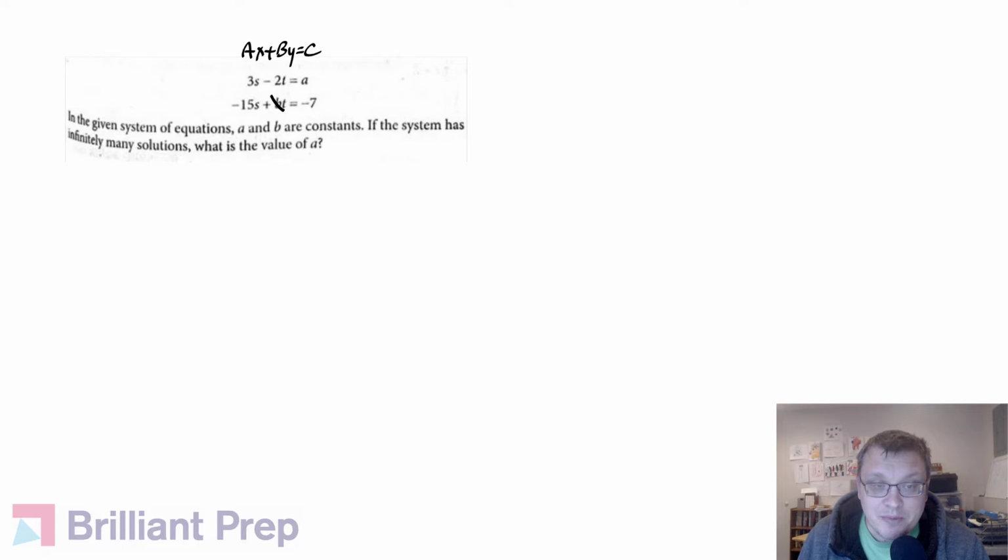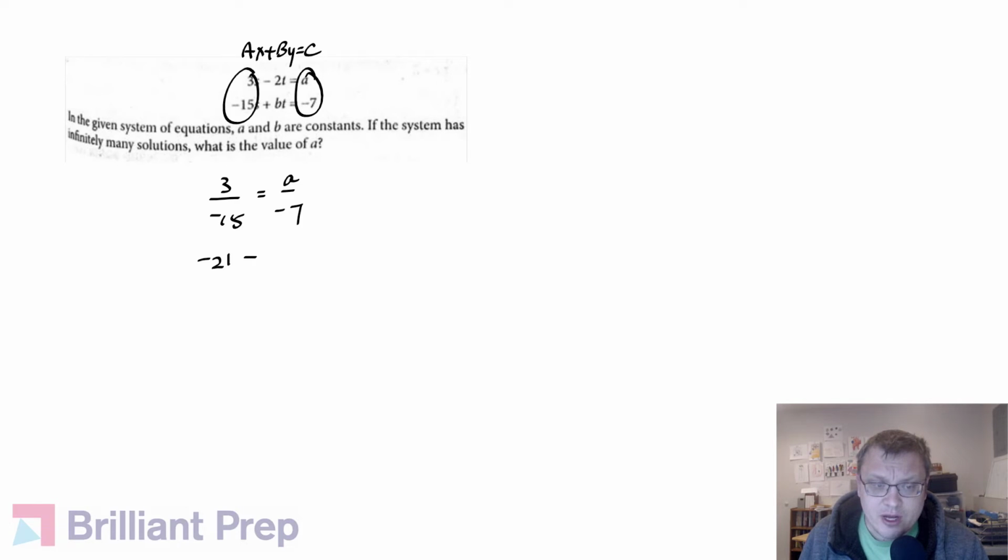So actually the b, for the purpose of this question, is irrelevant. We don't really need to worry about it. While we could find it if we'd like by setting up a proportion using these values, we're only going to focus on these values so that we can solve for a. So again, the ratio of 3 to negative 15 should equal the ratio of a to negative 7. So now we just go ahead and solve this.